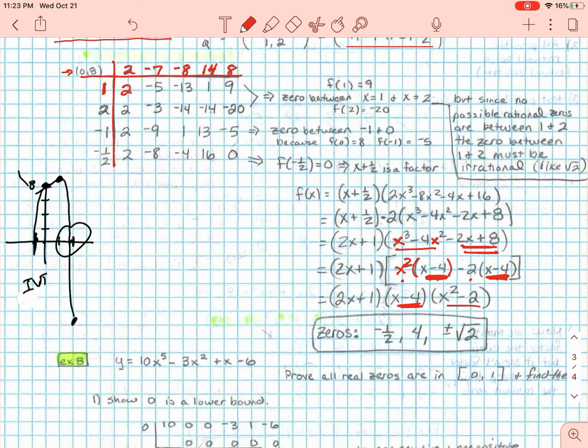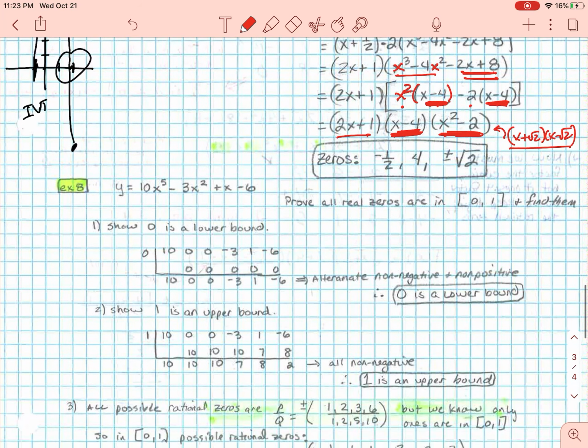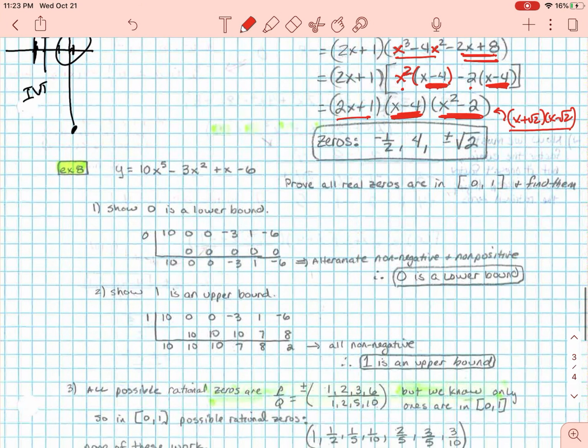And then the x squared minus 2, you could factor that into x plus radical 2 and x minus radical 2 if you wanted to see what the zeros are. But we know that radical 2 and negative radical 2 are my zeros. So our zeros are going to be -1/2 from this one, +4 from this one, and plus and minus radical 2 from this one. Or again, like I said, you could factor that into x plus radical 2 and x minus radical 2. So we found all of our zeros. All right.